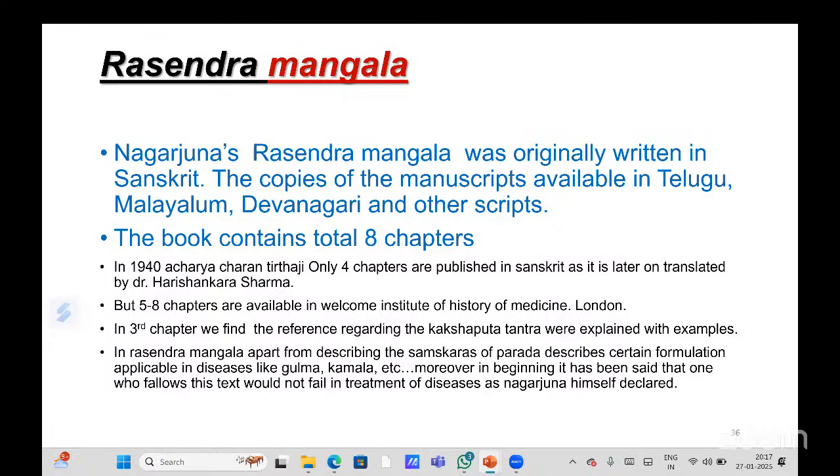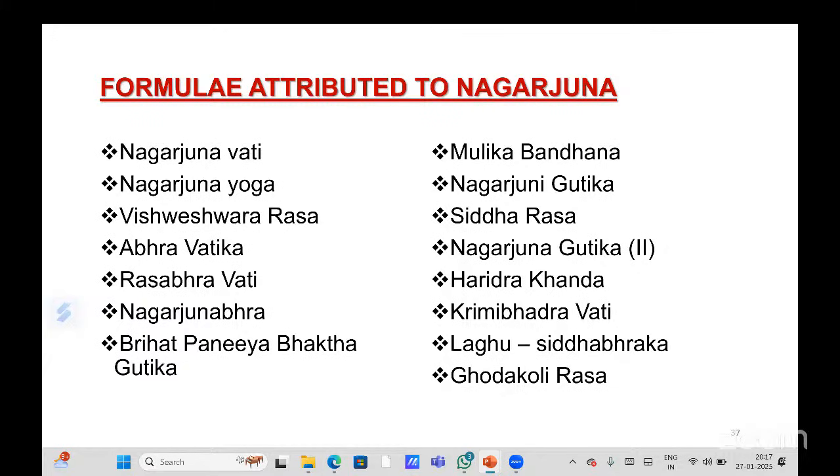Copies of the manuscript are available in Telugu, Malayalam, Devagiri, and other scripts. This book contains a total of 8 chapters. Some of the important formulations and yogas attributed to Nagarjuna are Nagarjunavati, Nagarjuna Yoga, Vishweshwara Rasa, Abhrakavati, Rasa Abhrakavati, Nagarjunabhra, etc.